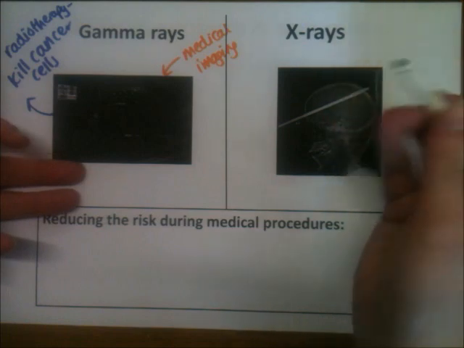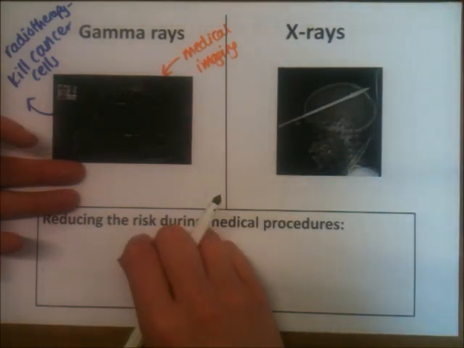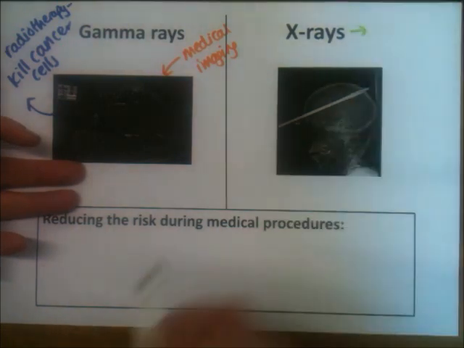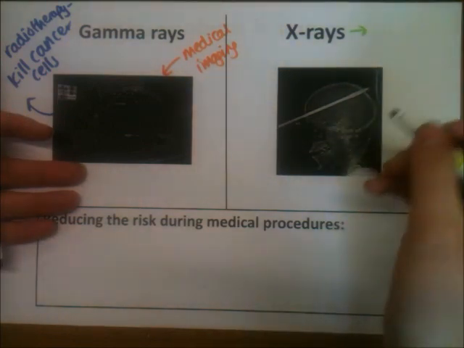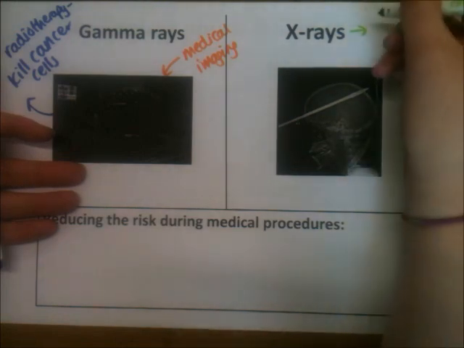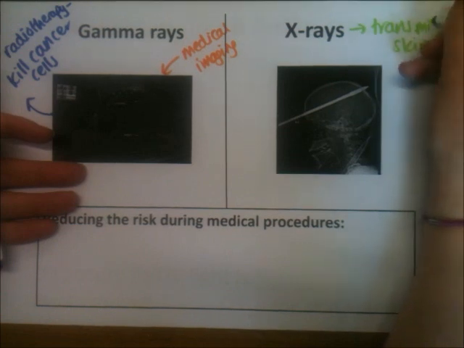So you can see here, an x-ray of a man with a spear through his skull, which I thought was quite interesting. So x-rays, if you think about this, an x-ray film is white and it turns black if an x-ray hits it. So you can see from here that the x-ray has definitely gone through skin, so it's transmitted by skin, okay?